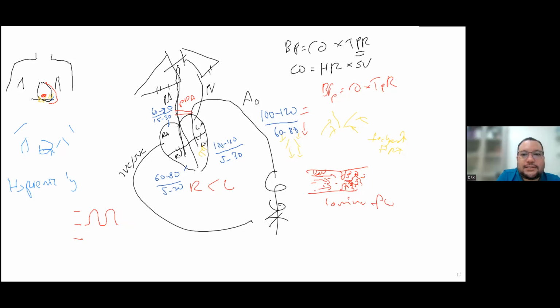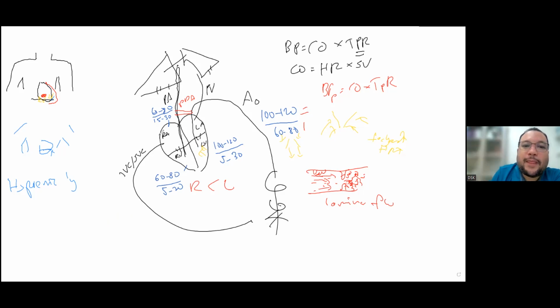Okay, now let's look at another system. Now let's look at valves. One by one. Pulmonary valve. For the pulmonary valve, let's go to the aorta first. For the aortic valve, there are two possibilities, either stenosis or regurgitation.